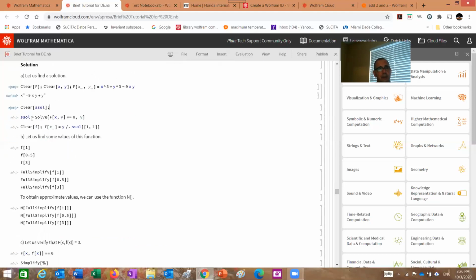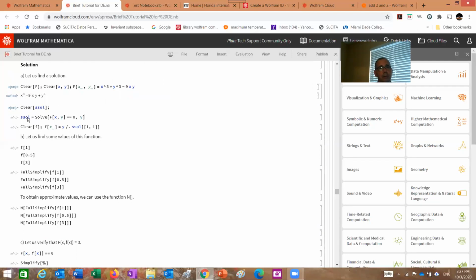And now I'm going to solve this equation for y. I'm going to solve the previous equation. When you make this expression equal to 0, using a double equal, you get an equation, and then you're going to solve it for y.